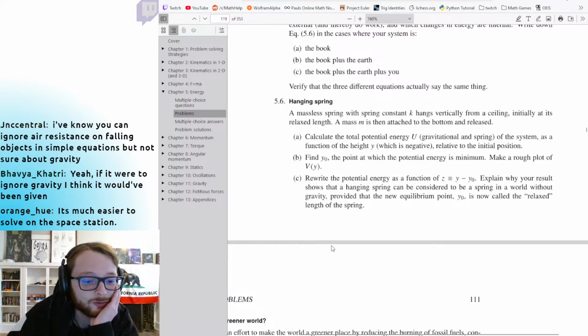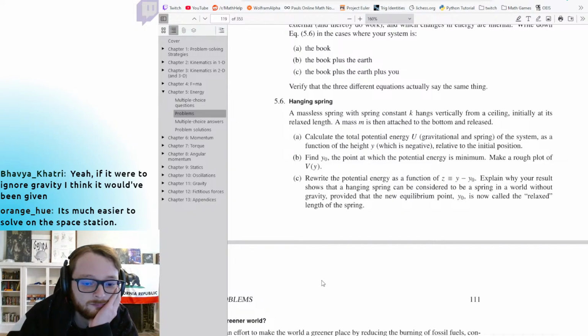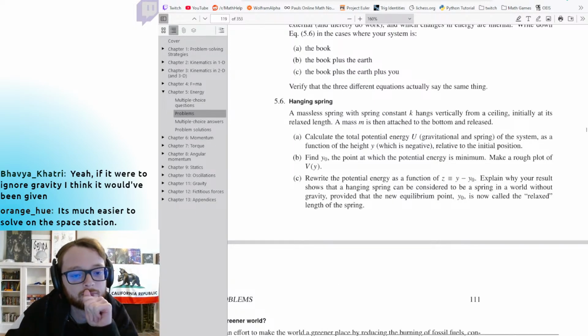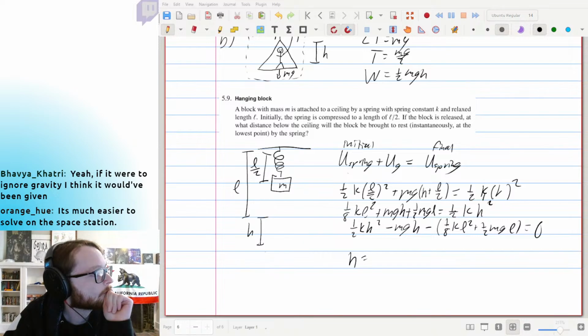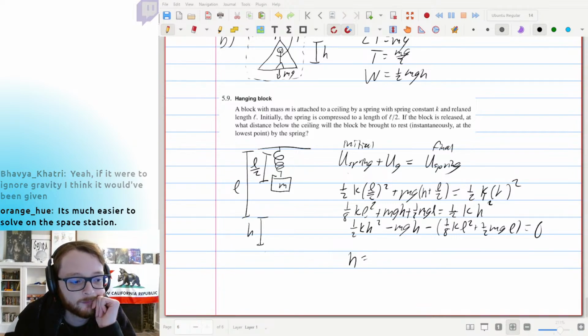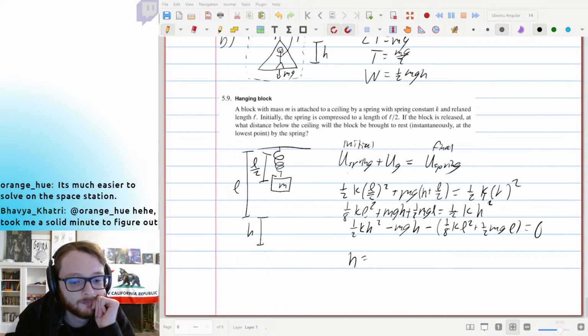What you just solved in the space station? True. You have to be considering change in potential energy for you to be able to disregard gravity, I think. But there is something like that, I think. But I'm just going to do it this way.